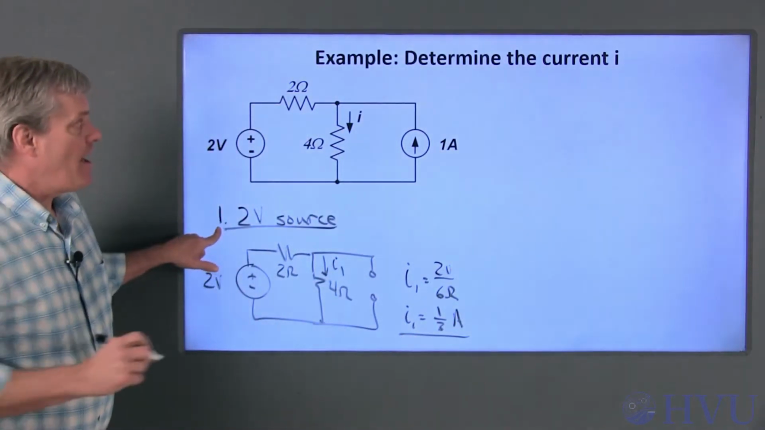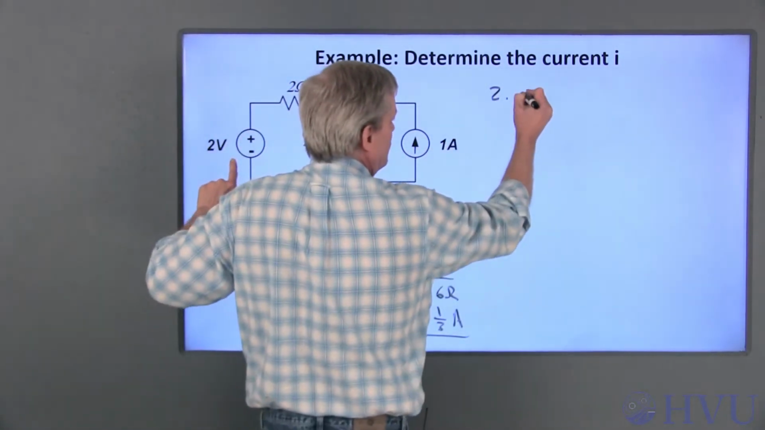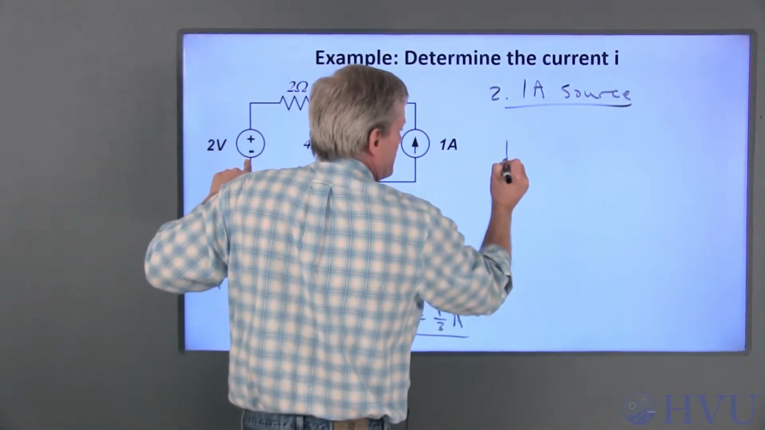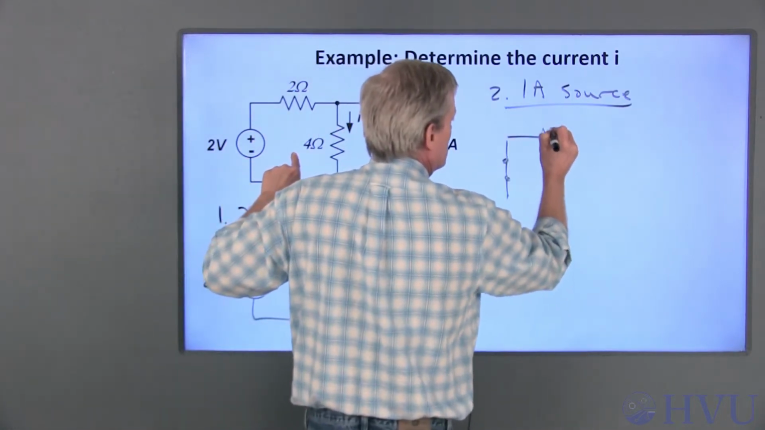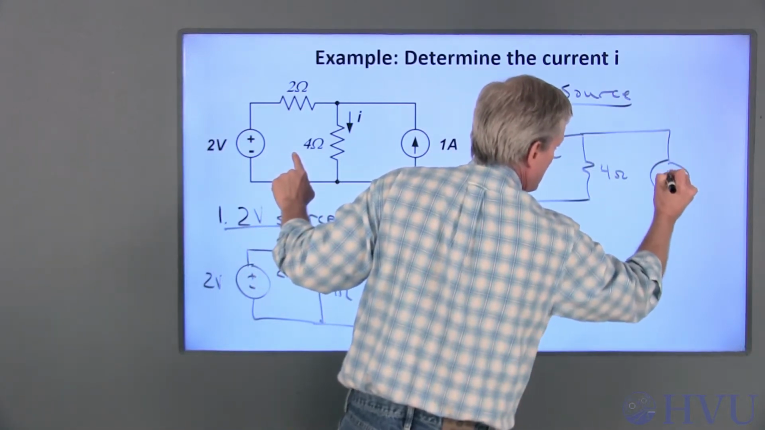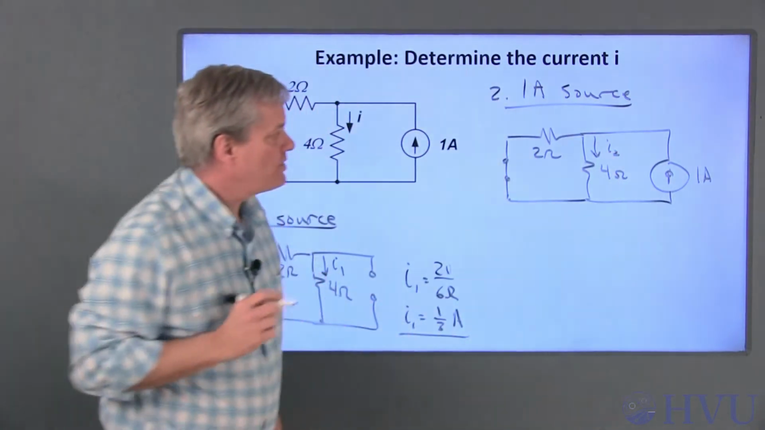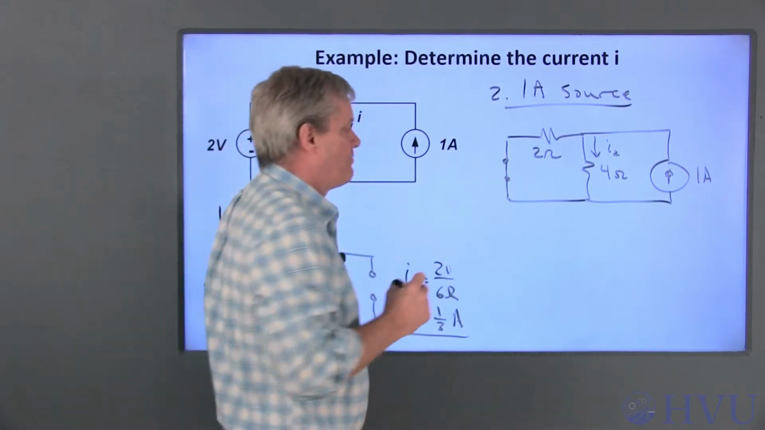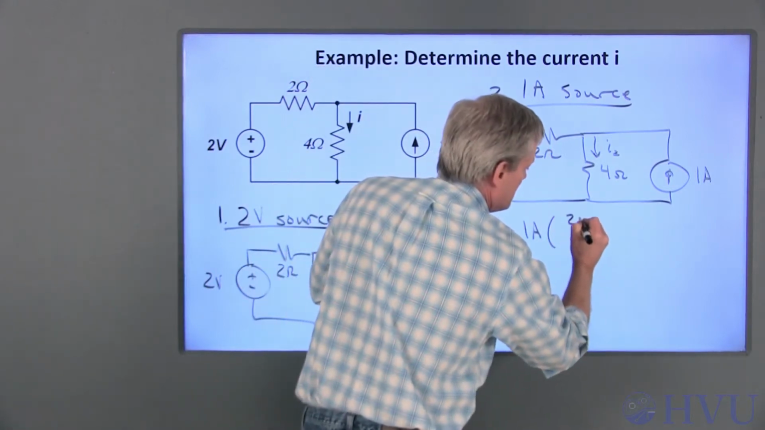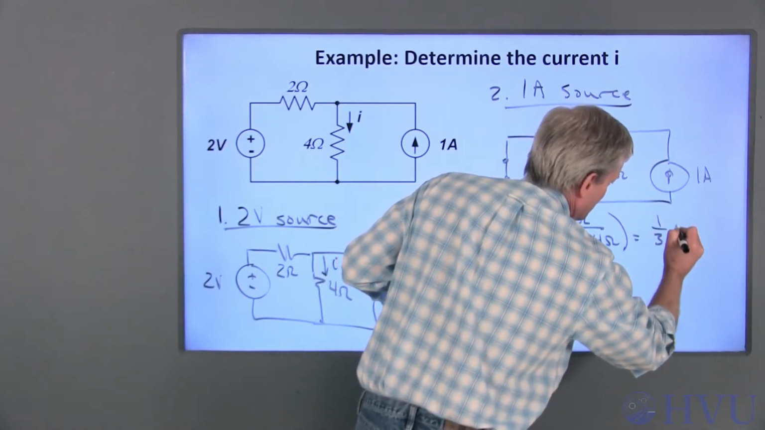amp. Next, I'll take a look at the response due to the 1 amp source. Killing the 2 volt source results in a short circuit. And I leave the 1 amp source in place. And this current I'm going to call I2, which I can now use a current divider formula on. So I2 is equal to the total current, 1 amp, times the other resistance, 2 ohms, over 2 ohms plus 4 ohms. That's also 1/3 of an amp.